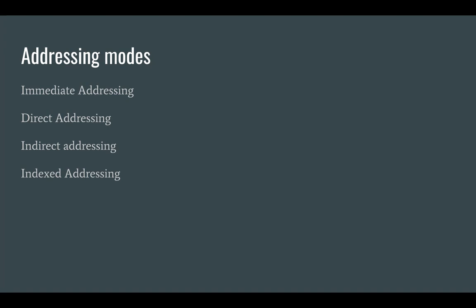Now, indirect addressing is quite an interesting one in that the address that's contained within the instruction as the operand contains another address. So you're pointing to a location that contains an address to the data that you wish to point to. Now, you may wonder, well, what's the point in that? It seems like an unnecessary step.